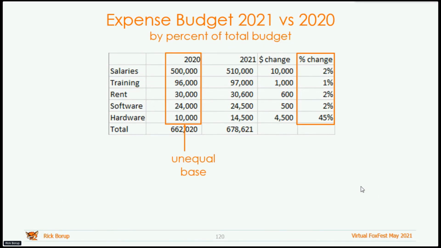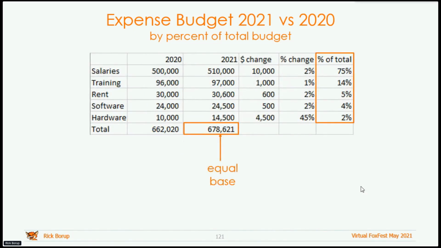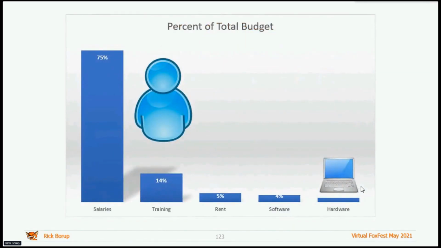The base for the increase in hardware is $10,000. The base for the increase in salaries is $500,000. So let's make this a little better representation. Let's use an equal base, either the 2020 or the 2021 total, and let's look at the percent of total represented by the expense in each of those categories. And if we do that, hardware has only 2% of the total, salaries has 75%, and there's a chart that better represents what's really going on.